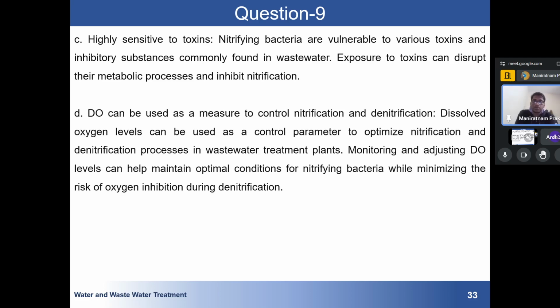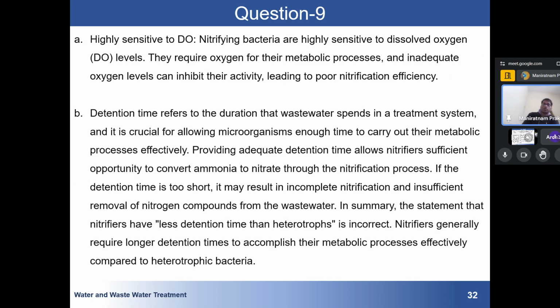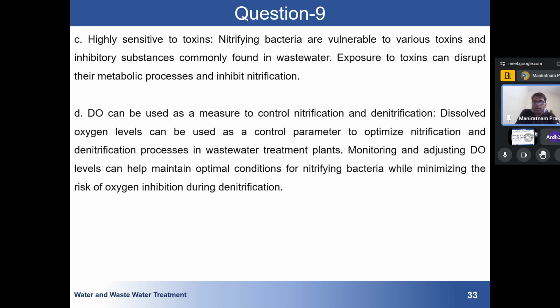Okay, the D option, what was the D option? DO can be used as a measure to control nitrification and denitrification. A and D options are the same thing, meaning DO is required. Dissolved oxygen levels can be used as a control parameter to optimize the nitrification and denitrification process in wastewater treatment. Monitoring and adjusting DO level can maintain optimal conditions for nitrifying bacteria while minimizing the risk of oxygen emission.